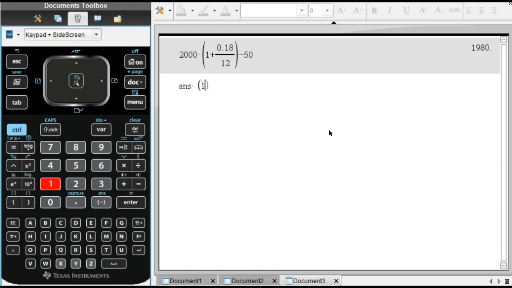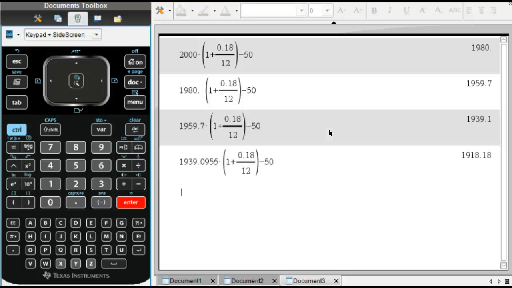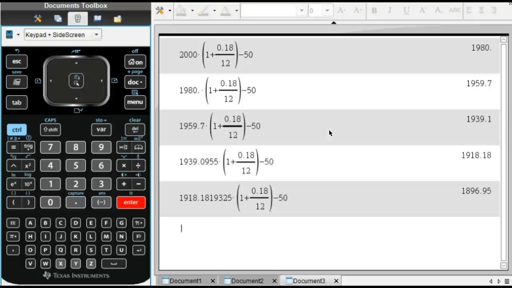Now what I can do with this too is that I can take the answer and multiply by this same thing, 1 plus 0.18 divided by 12, and then subtract 50. And if I do this and keep on hitting enter, that's all I'm doing is hitting enter. If I use the ANS button at the original here, this can take down my balance and I can see what I owe after a certain period of time. So this might be the first month, second month, third month, fourth month, and so on.